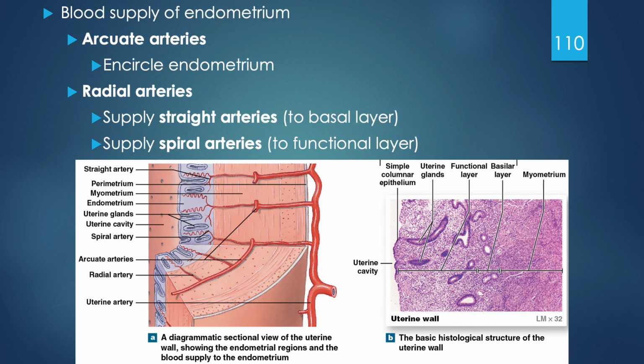The endometrium is supplied by several different arteries. The arcuate arteries are those that encircle the endometrium, and the radial arteries will supply both the straight arteries, which support the basal layer, and then they also supply the spiral arteries, which supply the functional layer. So it's the spiral arteries which have the greatest effect on the monthly changes of the functional layer, as the functional layer is the one that builds up and sloughs off.